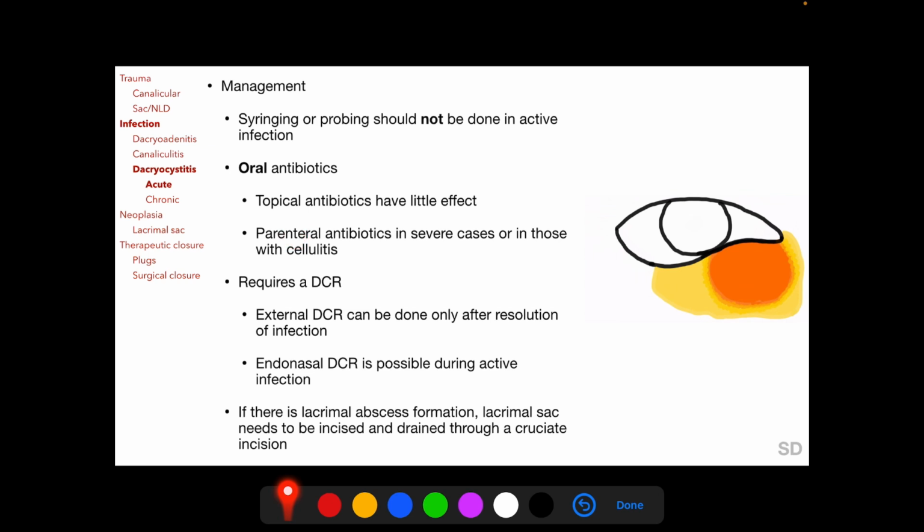Patients with acute dacryocystitis ultimately require a DCR procedure. However, an external DCR can be done only after resolution of infection, whereas an endonasal DCR is possible during the phase of active infection, and this is very important to remember. If there is lacrimal abscess formation, the lacrimal sac may be incised and drained through a cruciate incision.